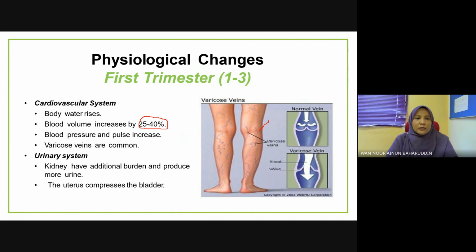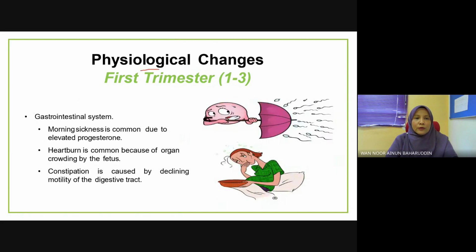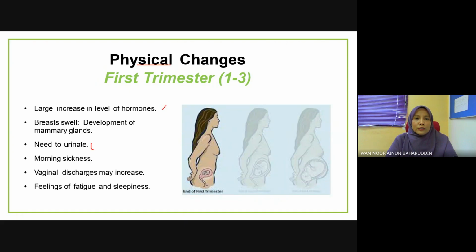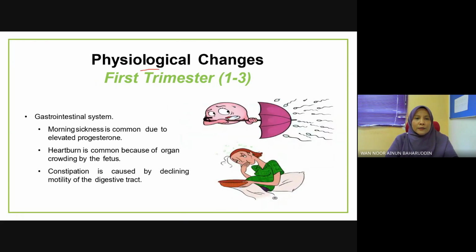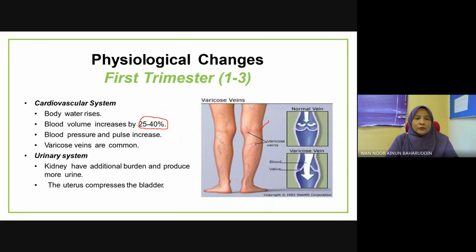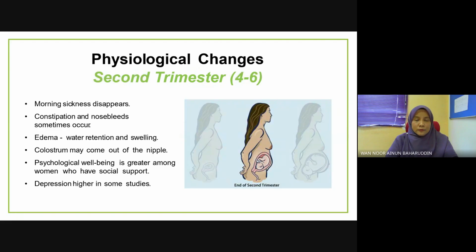And for the urinary system, they have an additional burden and produce more urine. That's why they urinate frequently. The uterus can also compress the bladder, so they urinate frequently.